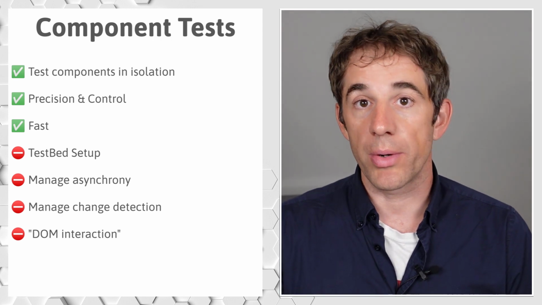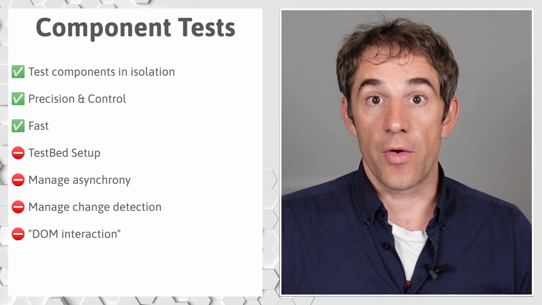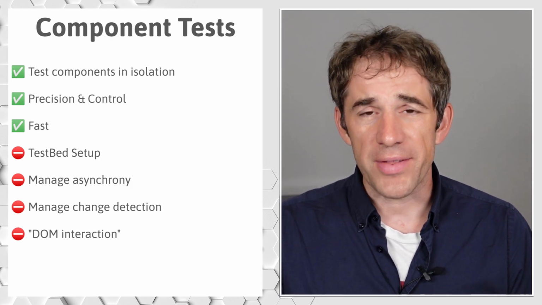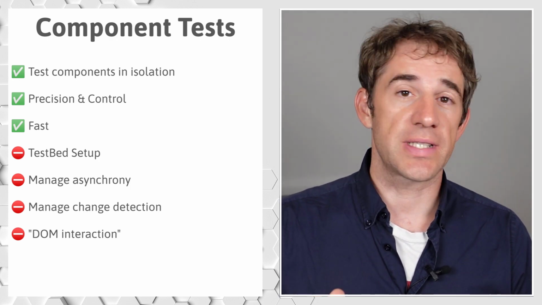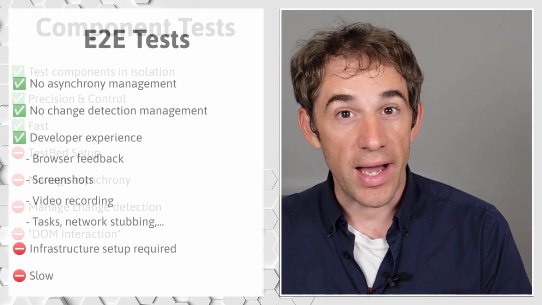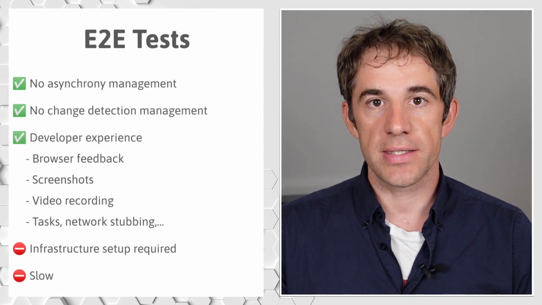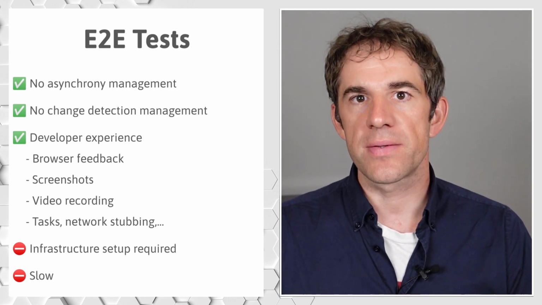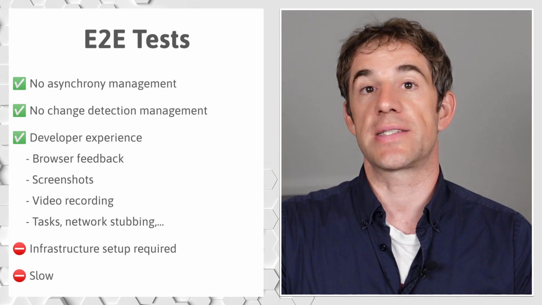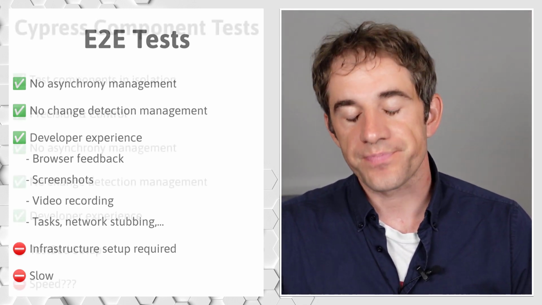So component tests and end-to-end tests. We have seen with component tests we can isolate components, test them very fast, so the execution of the test is very fast, but we have to deal with some great obstacles, let's put it like this. On the other hand, we have seen end-to-end testing, very easy to write, but we cannot isolate parts of our application and we have to test everything always together.